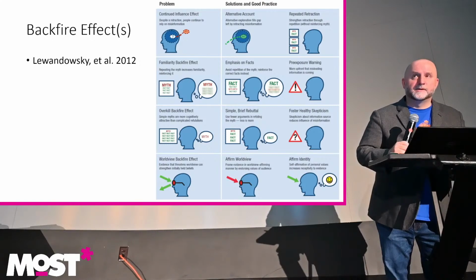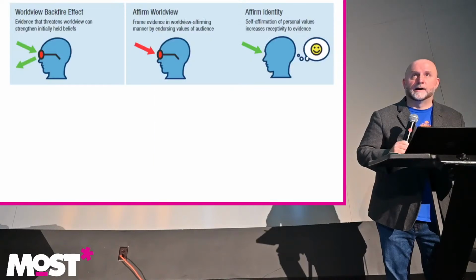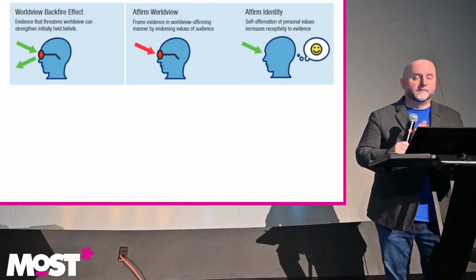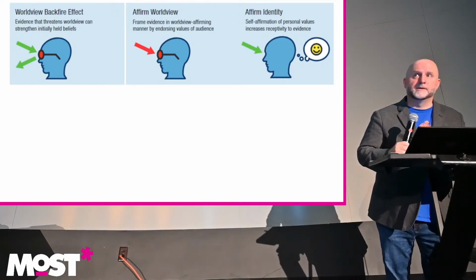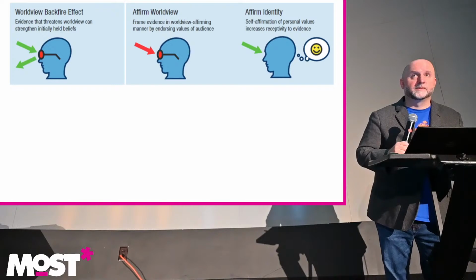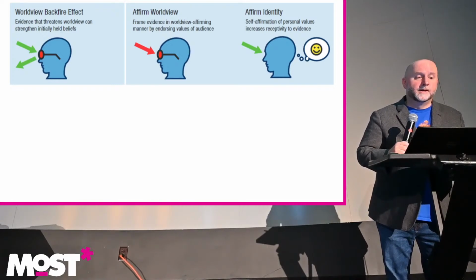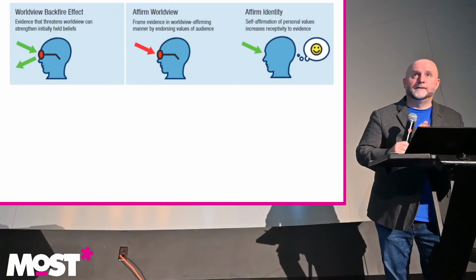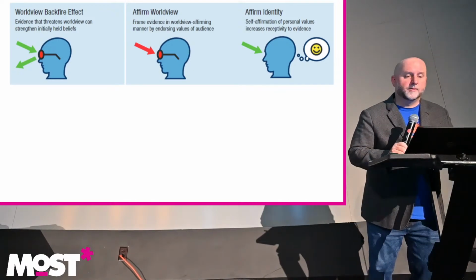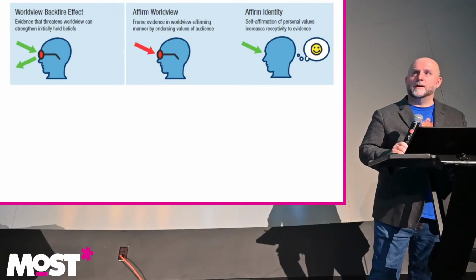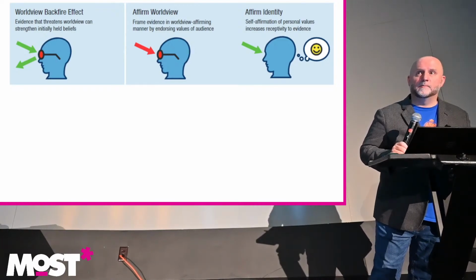But then we've got something a little harder to deal with, something called the worldview backfire effect. Now, this is where we're dealing with those core beliefs. So if you're trying to help people understand something that runs counter to something that's very central to their identity, that might threaten their worldview, they're not going to be able to hear you. So how do you do that? Well, frame the evidence in a worldview affirming manner by endorsing the values of the audience. Oh, how would I do that and be honest?